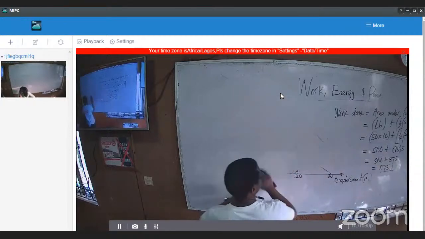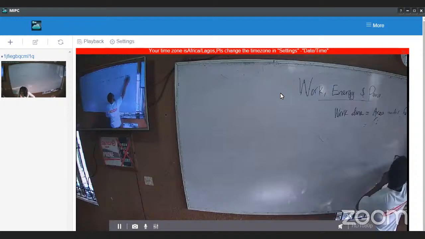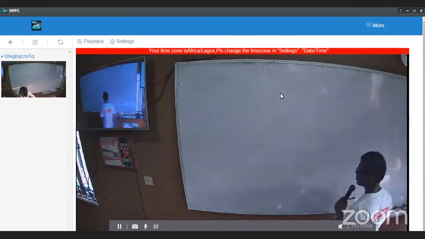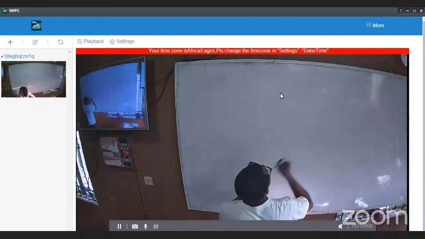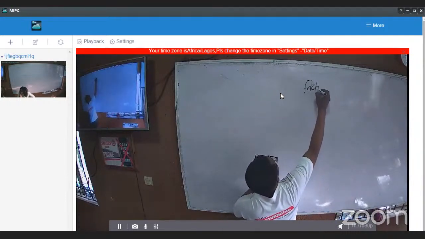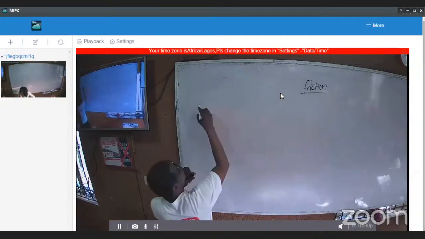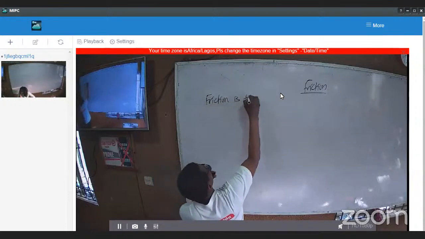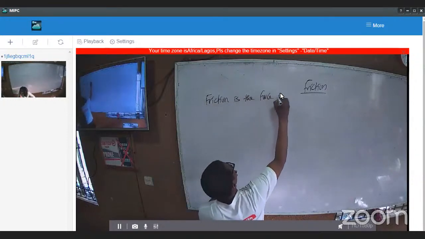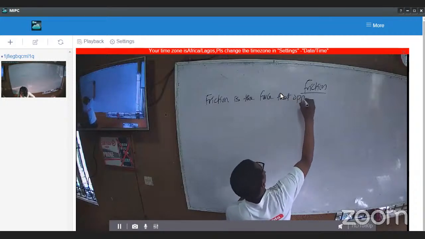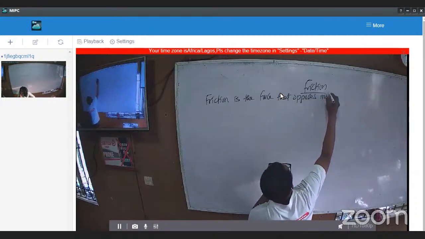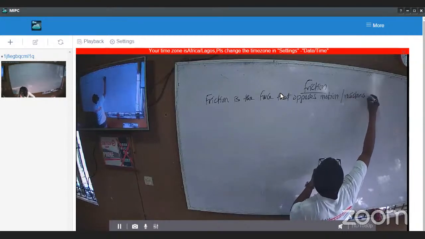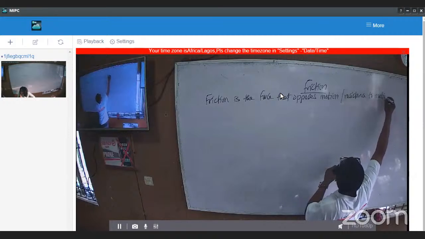Friction. Now we have friction. There's a force that opposes motion. We also call it resistance to motion. That is friction.